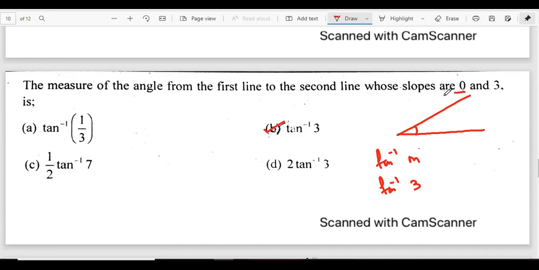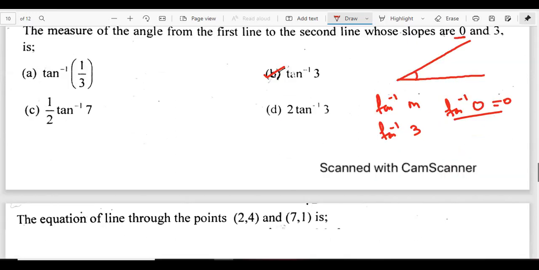If we had any other line, we would have done this and then tan inverse. But in this case, since it says the first line has slope 0 and the other one has slope 3, that is why we're doing it this way, okay?